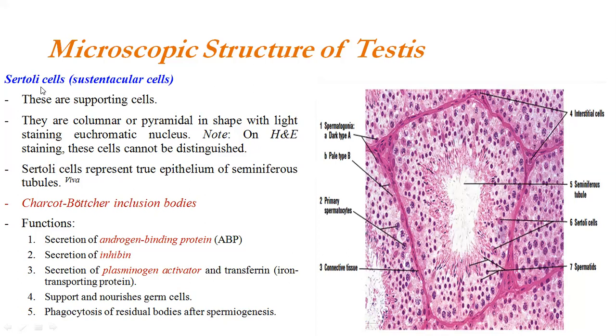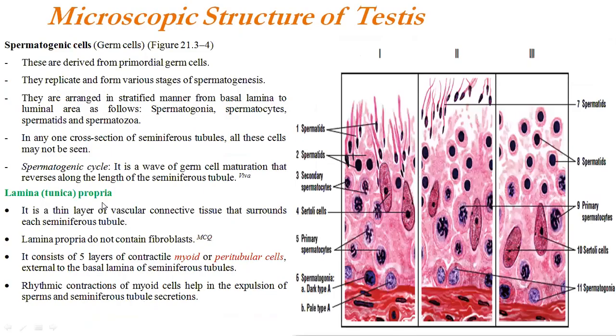Now let us see the functions of Sertoli cells. They secrete androgen binding protein. They also secrete inhibin, plasminogen activator, and transferrin, which is an iron supporting protein. Sertoli cells also support and nourish the developing spermatogonia. They also bring about phagocytosis of residual bodies after spermiogenesis. So Sertoli cells are very, very important. Please remember.